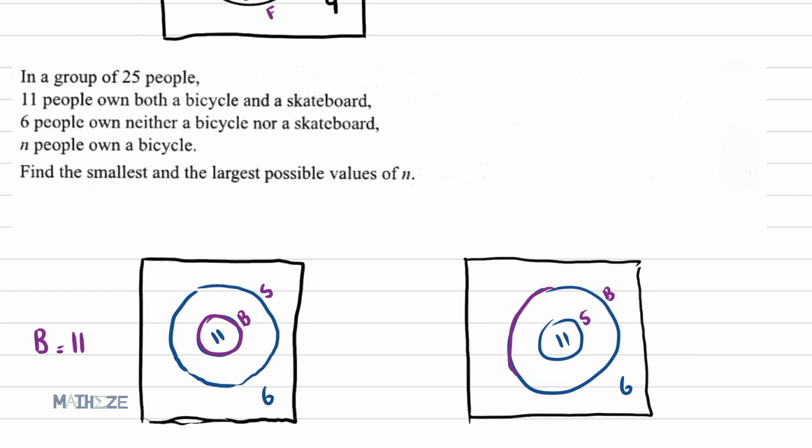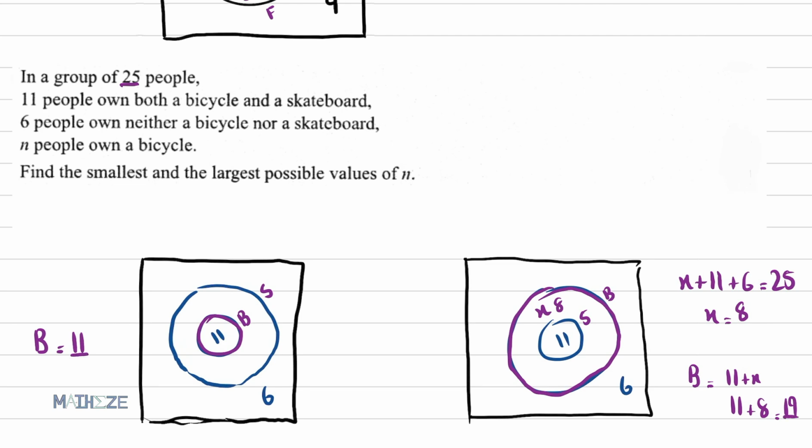If this is bicycle, how will you get the value? Let's write x here and let's add. X plus 11 plus 6 is equal to how many people were involved in the question? 25. It's going to be x equals 25 minus 17. That makes 8. So this is 8. So the total number of people in bicycle will be 11 plus x. That's going to be 11 plus 8, which is 19. So what's the smallest value? 11. What's the largest value? 19.